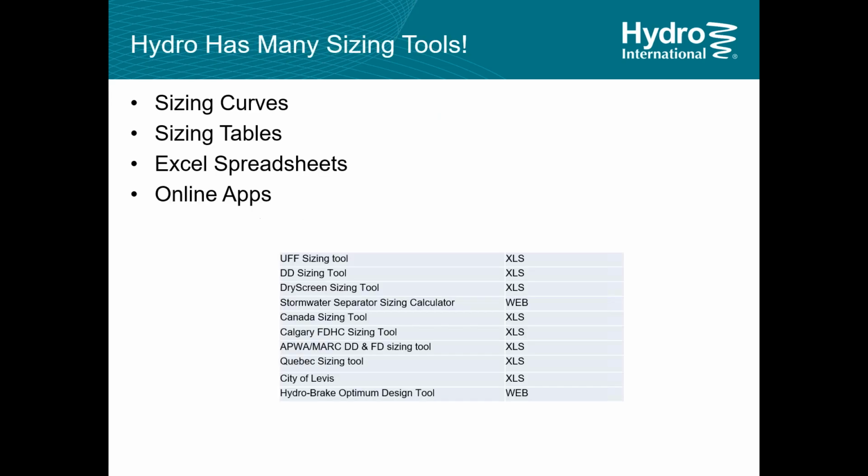let me just skip through a couple of slides here. The sizing tools: we make many sizing tools, and the reason we do this is, A, because we have many products, and also B, there's no standard in the industry on how things are sized or how things are approved. So we have many tools. We have sizing curves, sizing tables, Excel spreadsheets, and online apps. This is just a small cross-section. The last count for our stormwater products, I believe, was about a dozen different sizing tools.